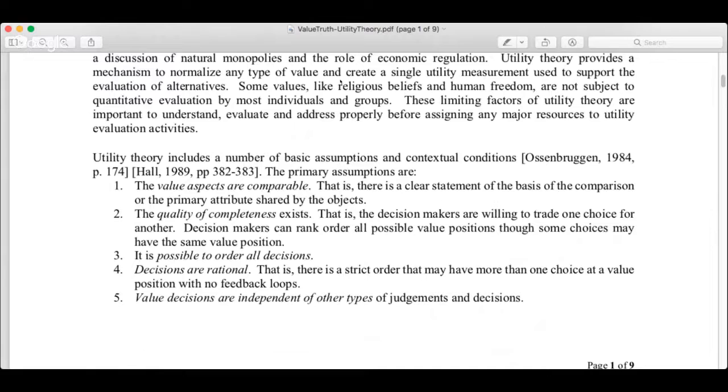Early on, there was quite a debate about values that could not be placed in utility theory. Religion is a classical example that people talk about, and the value of human life. So there are boundary conditions, and there are edge cases where humans and groups of humans really will not, or don't feel comfortable about, assigning a dollar value.